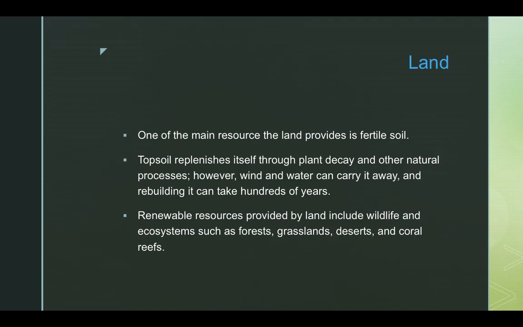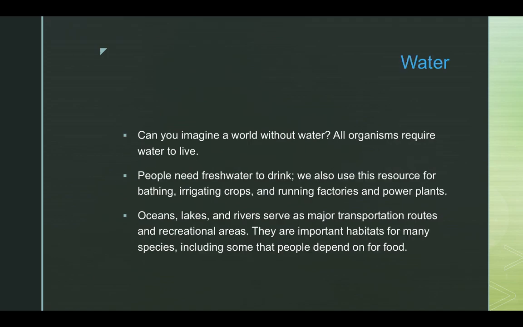One of the main resources the land provides is fertile soil. Topsoil replenishes itself through plant decay and other natural processes. However, wind and water can carry it away, and rebuilding it can take hundreds of years. Renewable resources provided by land include wildlife ecosystems such as forests, grasslands, deserts, and coral reefs.